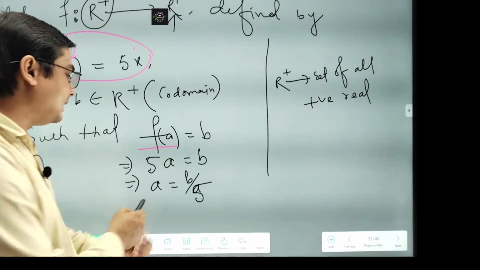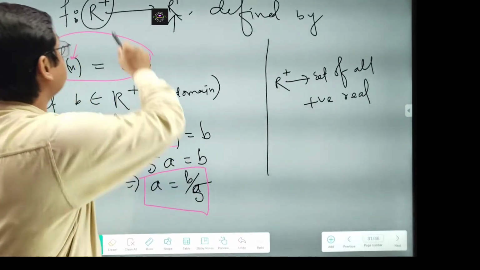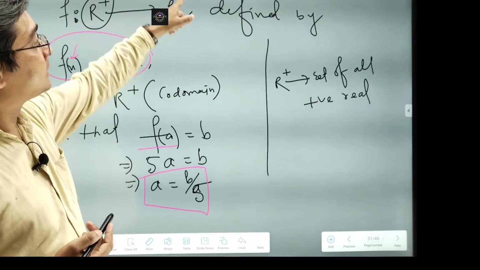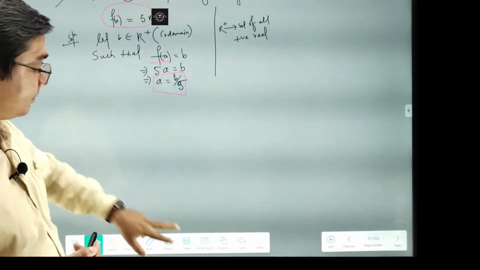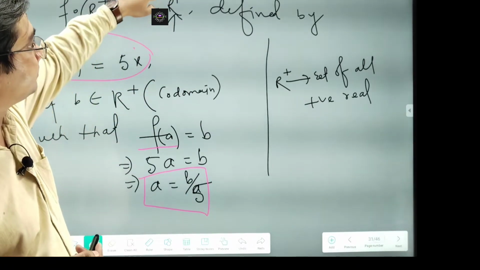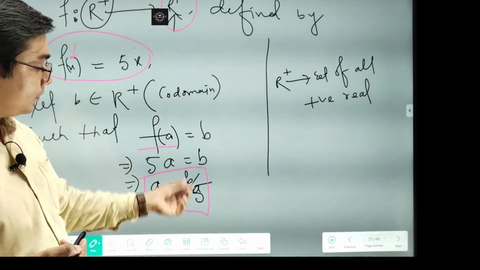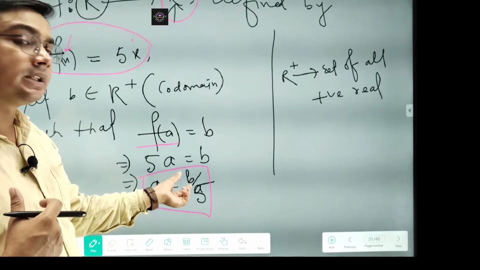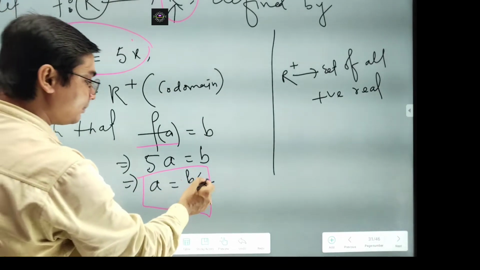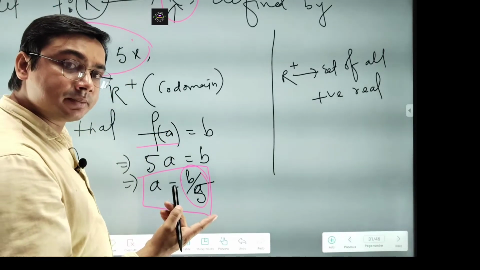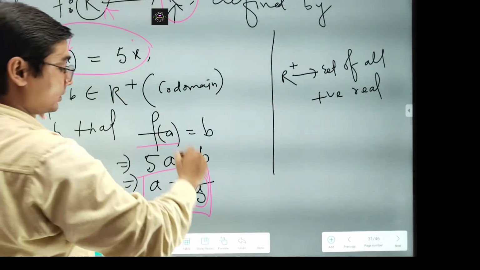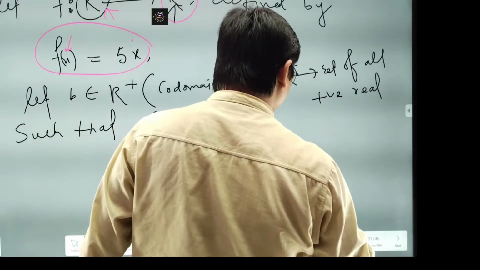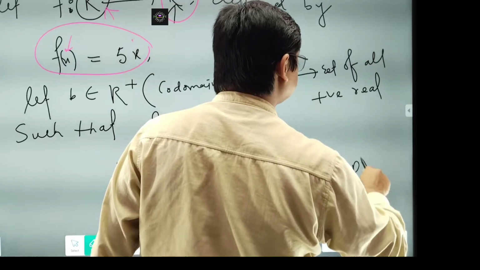Now you check whether this a is in the first set or not. You see, our b is a real number, a positive real. So if you put any positive real number here, you will get a positive real number. B by 5 also will be a positive number, that means it will be in R plus also. So this belongs to R plus, for all b belonging to R plus.